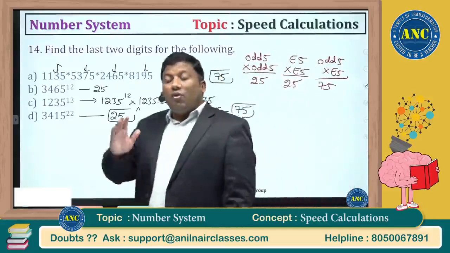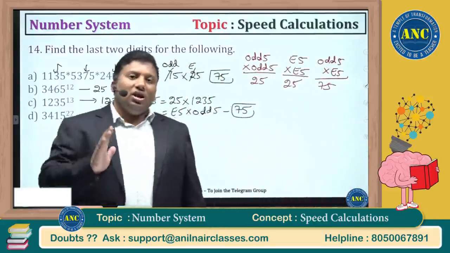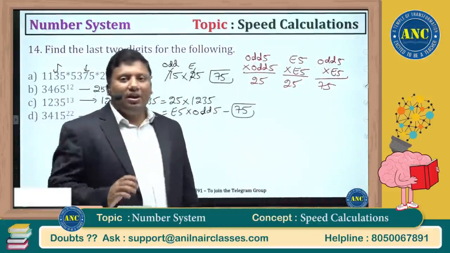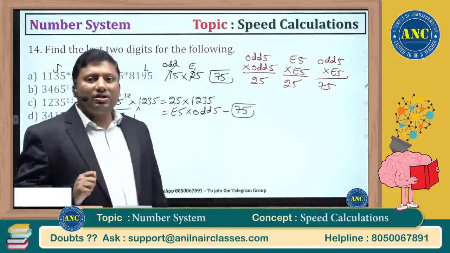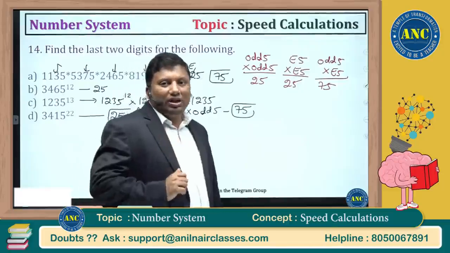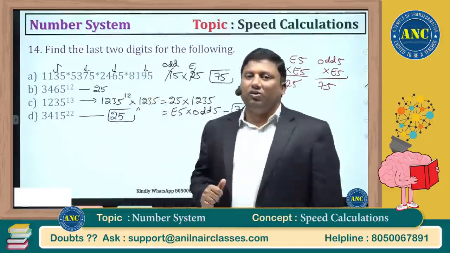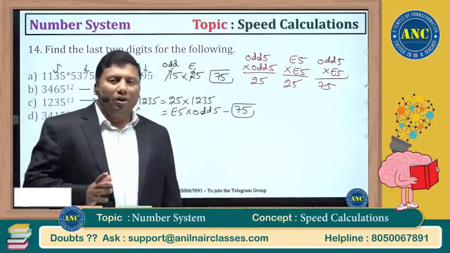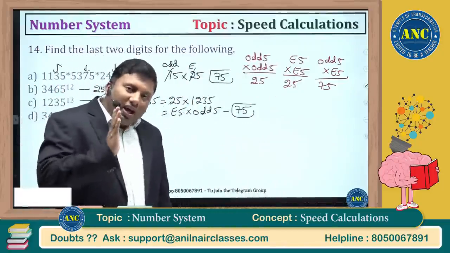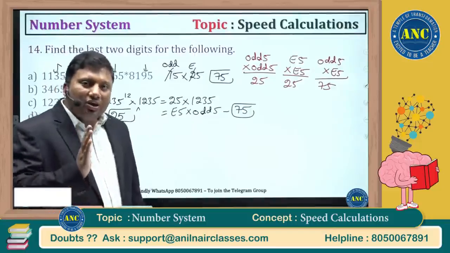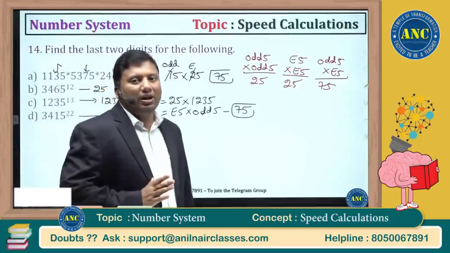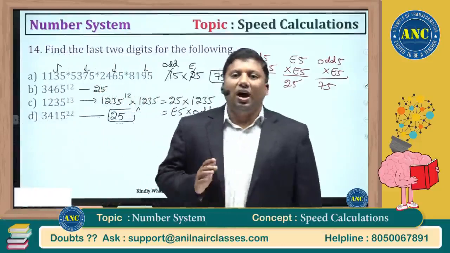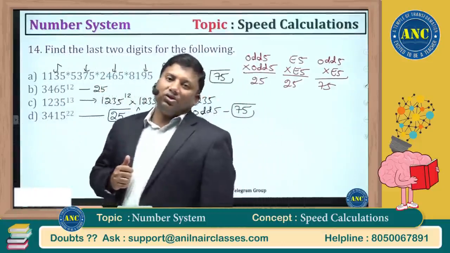What is the concept that we discussed? Square of numbers ending with 5. What are the three important learnings? Even 5 into even 5, 25. Odd 5 into odd 5, 25. Even 5 into odd 5, 75. Point number 1: A5 into B5 is A into B plus A plus B by 2. Last two digits are either 25 or 75.